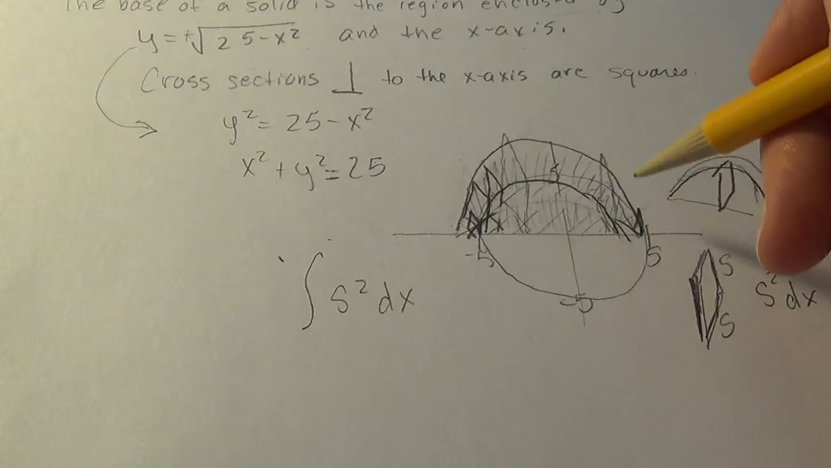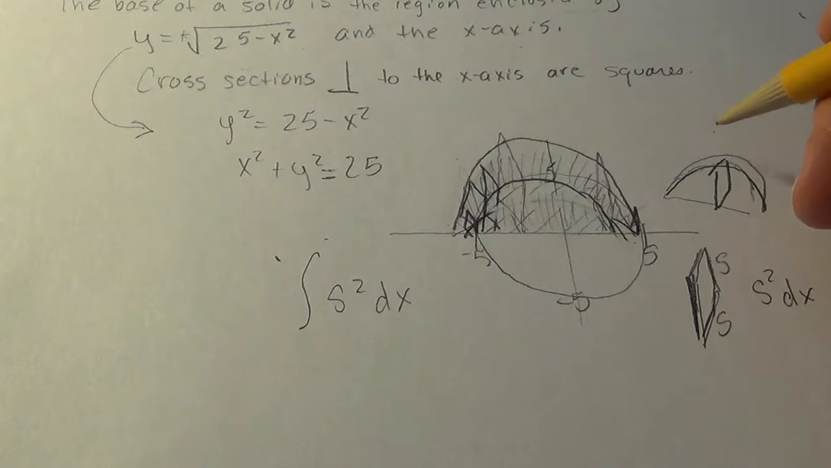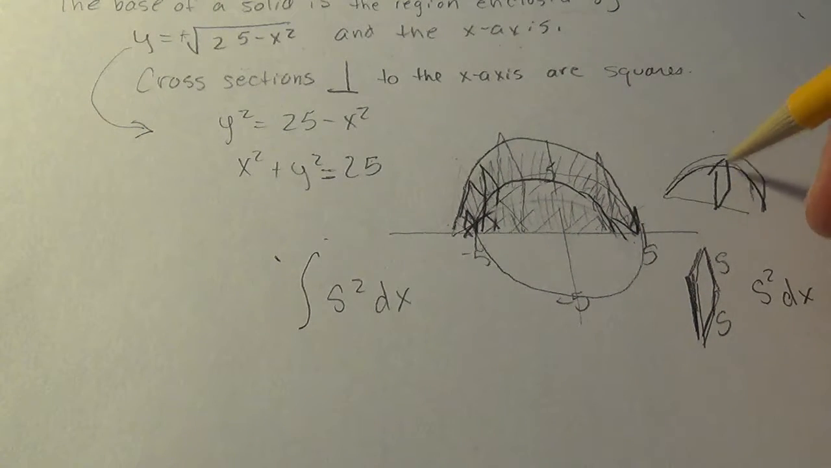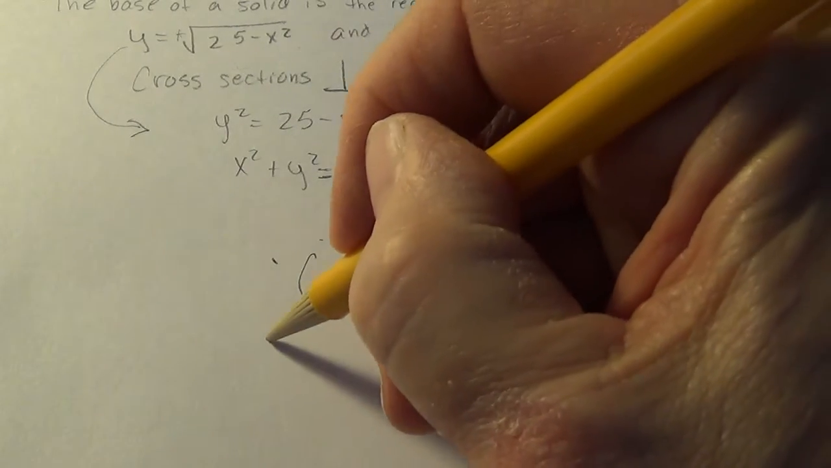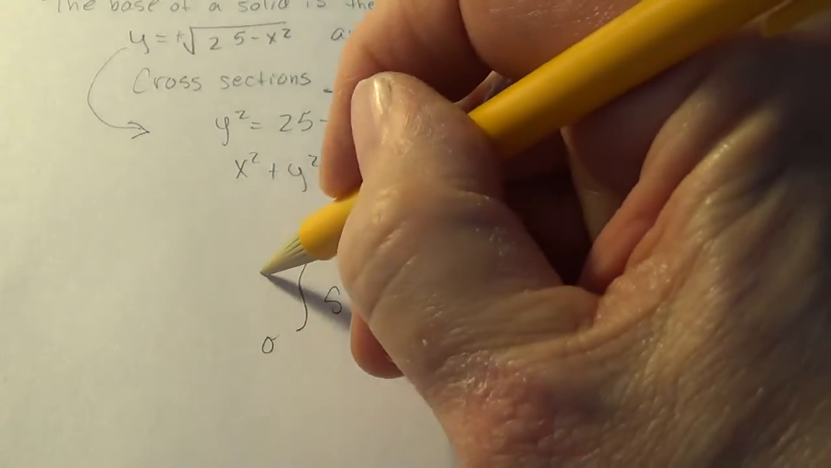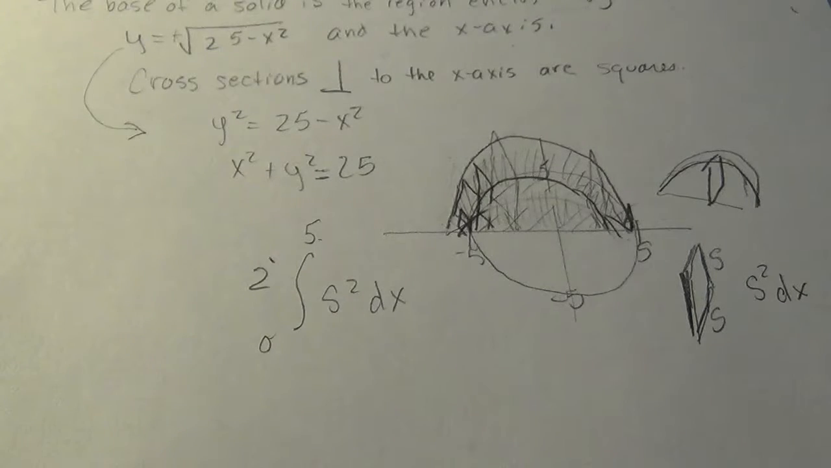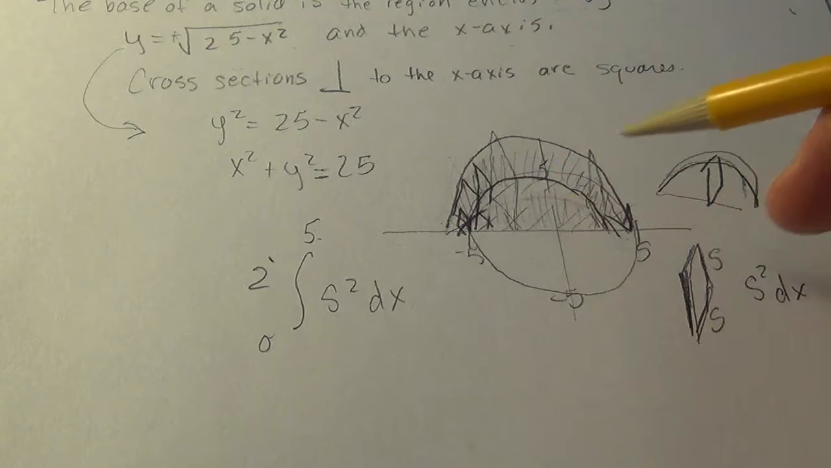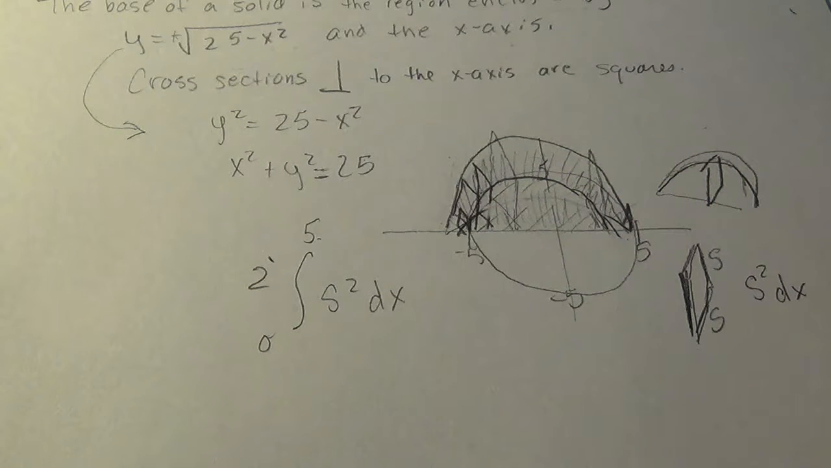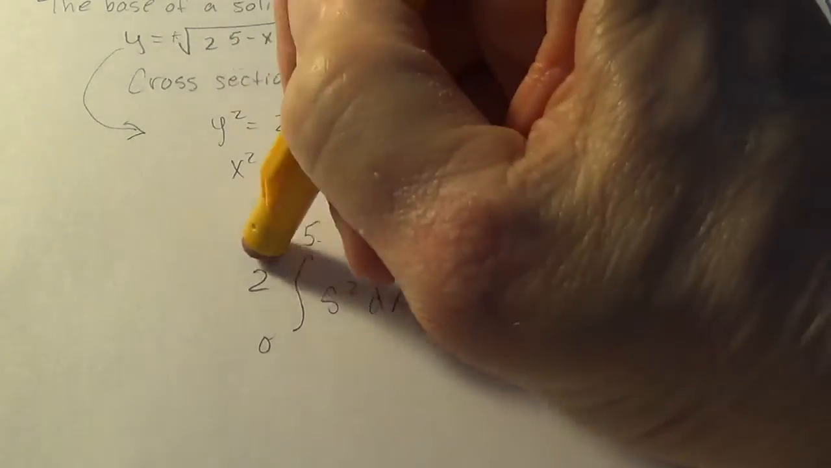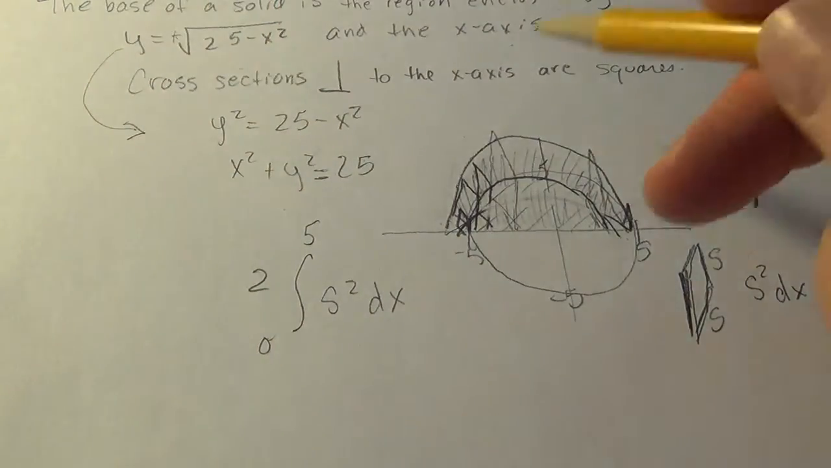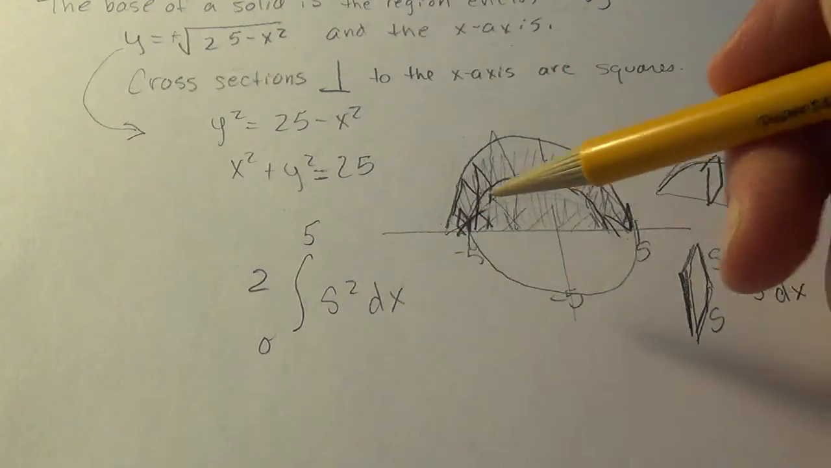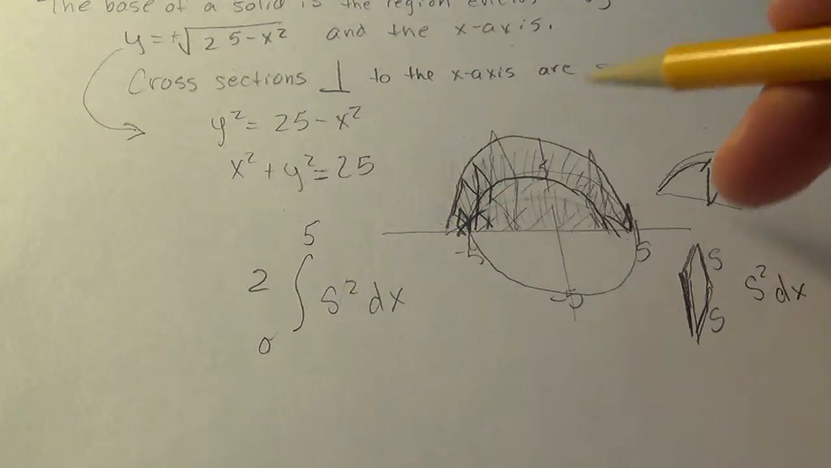negative 5 and 5, although I can see this is a very symmetrical figure. When I do that, I like to start with 0 and go to 5 and then just double it. So if you're pretty sure your object is symmetrical on one side of the y-axis to the other, that's a good trick to employ. It cuts down on the integration mess. So, alright, we can't work with s's. We have to think of what this value is.